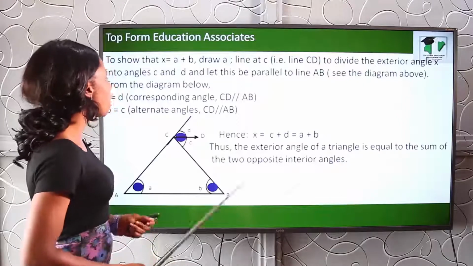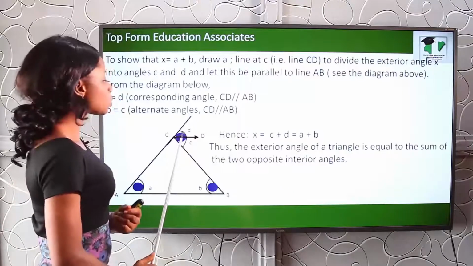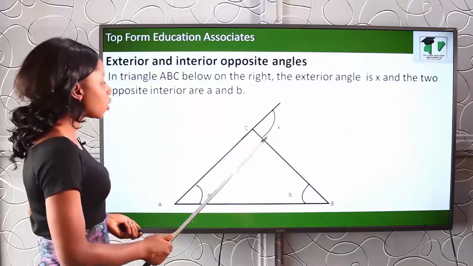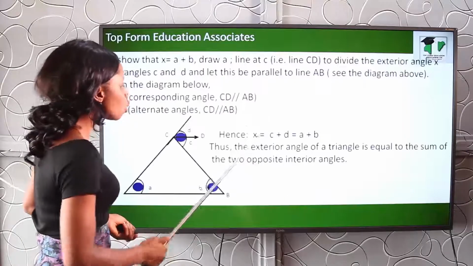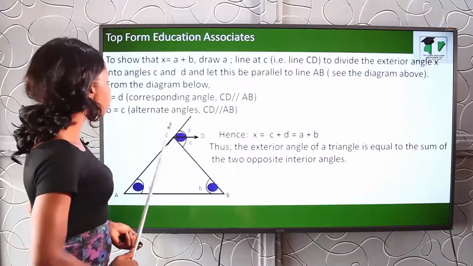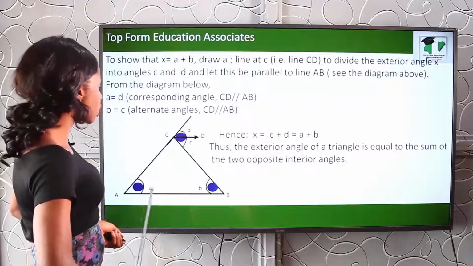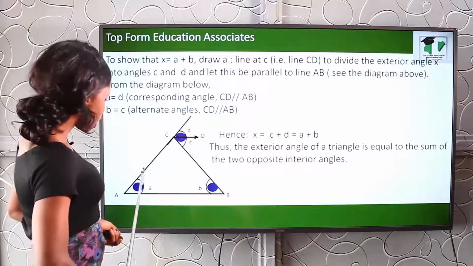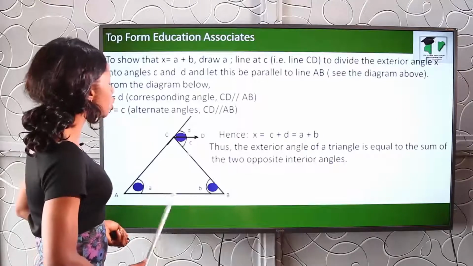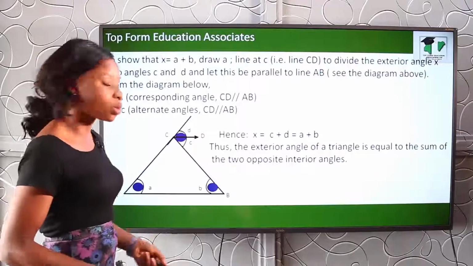I hope you understand. I want to take it all over again so we would really get it. Now, this was our X. We split it into two to get D and C. Now, if you look at this very well, you see that A and D are corresponding, and we said corresponding angles are equal. If you look at B and C, you will see that they are alternates, and alternate angles are also equal.